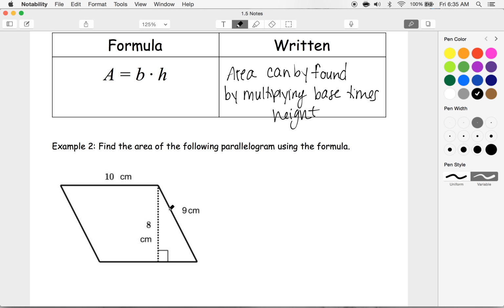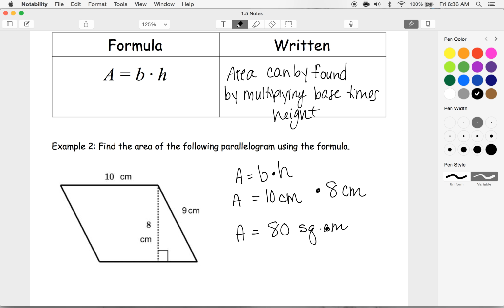So when I look at this, I know my area formula is area equals base times height. Area equals, my base is any one of these sides, okay? So I'm going to pick my 10 times my height. Well, if this is my base, my height has to be a 90 degree, a perpendicular line to my base. That means my 8 is my height. This gives me that my area is 80 square centimeters.